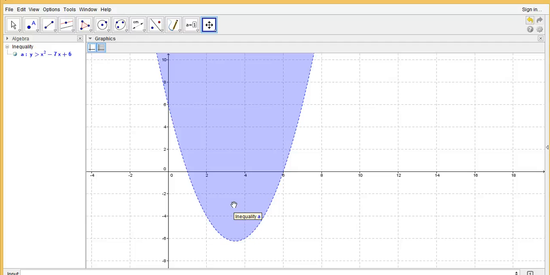Okay, so have some fun with inequalities on GeoGebra and see what kind of lessons you can come up with using those nice visual features.